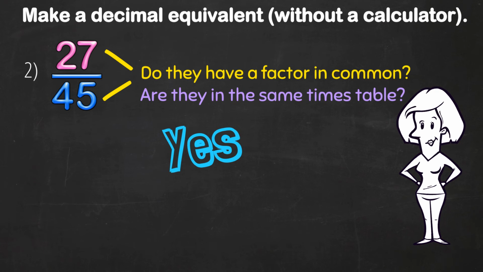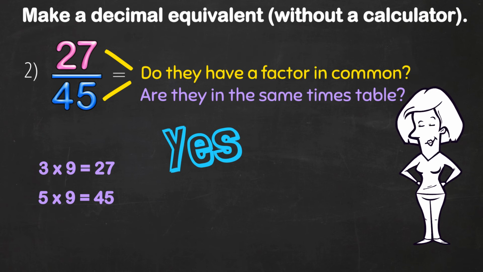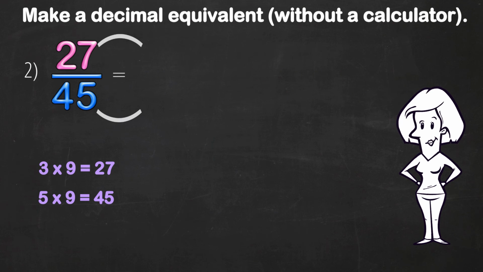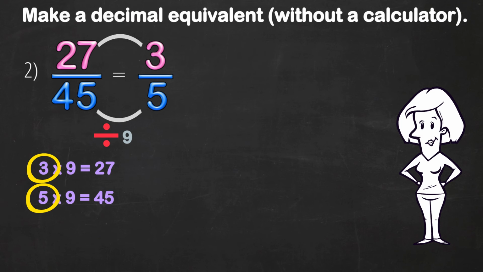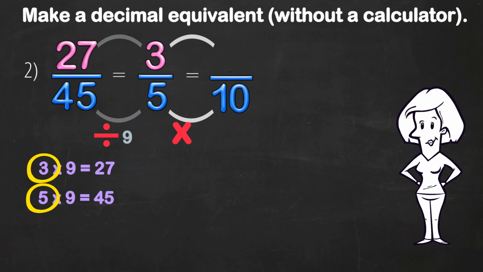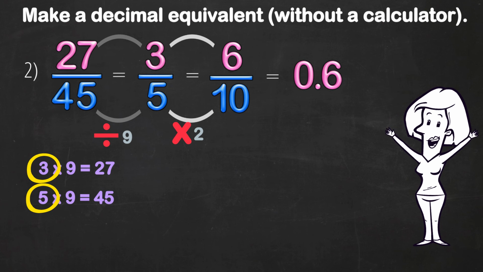If yes, like in this example, because 27 and 45 are both in the 9 times table, you know what to do. Reduce first by a factor of 9, because they're both in the 9 times table, and then make the lowest friendly denominator you can. Here, I can turn 5 into 10. I multiply by 2. Do the same up top. And now it's easy to finish off.